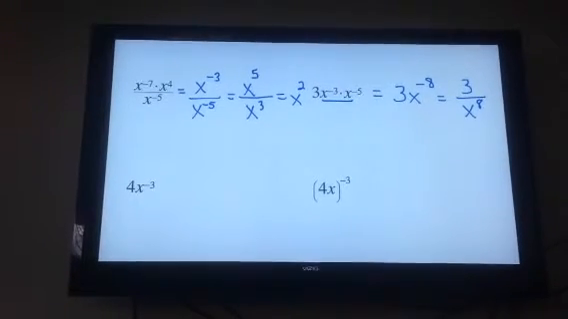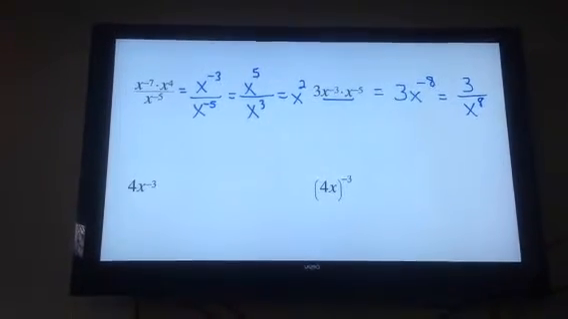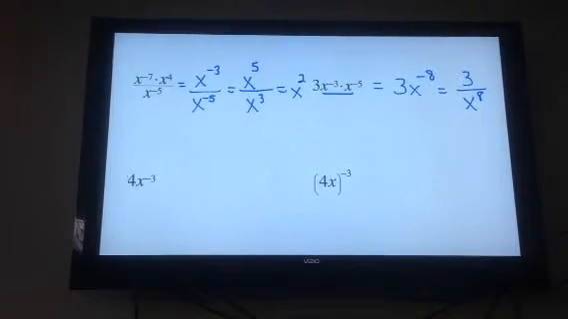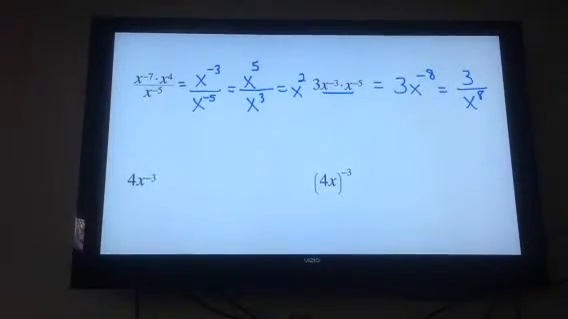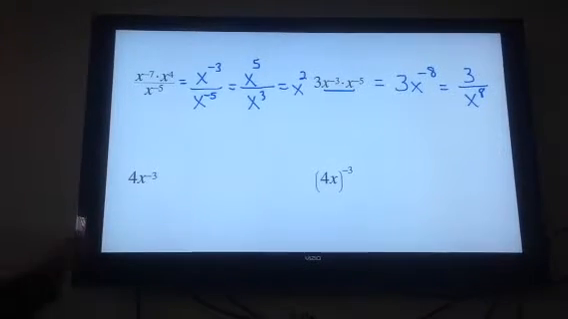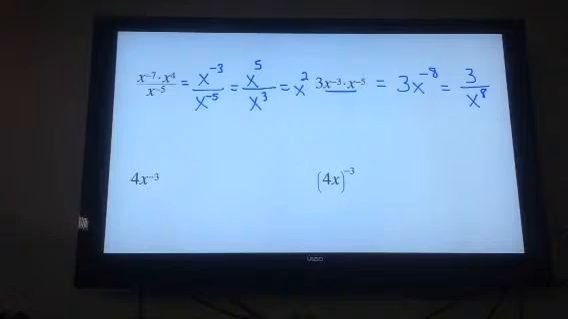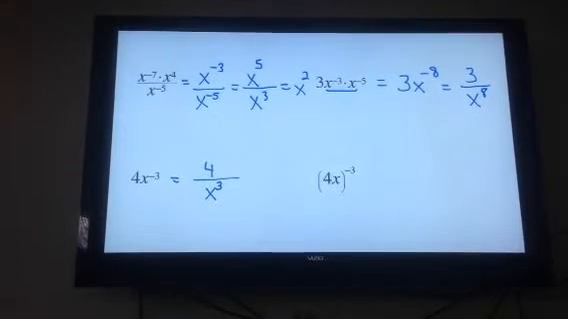For x to the negative 3. When you have that power, it is only on the thing it is right behind. So that power, that negative 3, is not on the 4. It is only on the x. So when I want to make this power positive, I'm only going to move the x. So that comes down and becomes positive, but the 4 stays where it is.